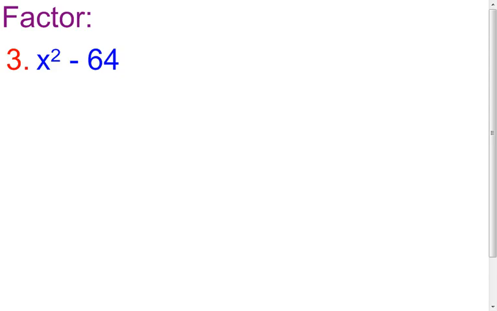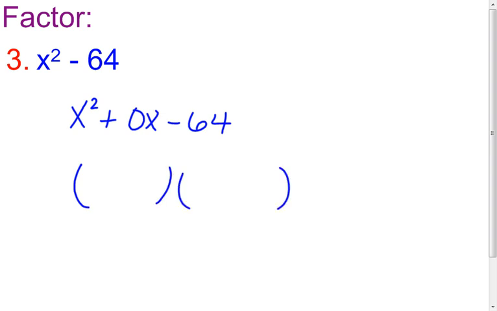Alright, here we go. X squared minus 64. I'm hoping you're seeing some patterns here, but again, you can think of this as x squared plus 0x minus 64. Many of you will get to the point where you don't have to put that 0x in there. So I will factor this. The factors of x squared, the only way to get x squared we know are x and x, so my two fronts will be x and x.